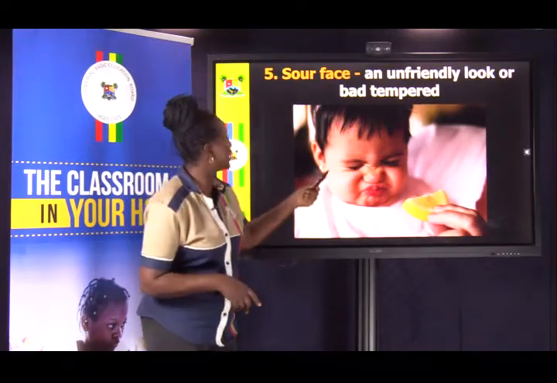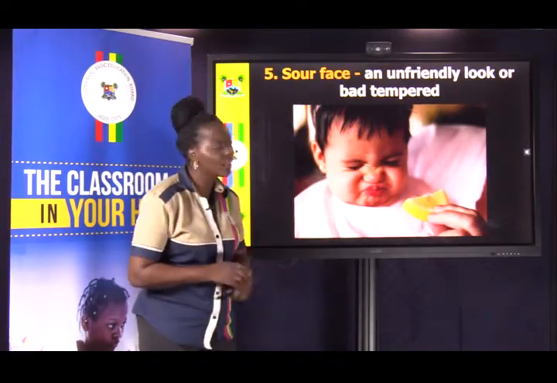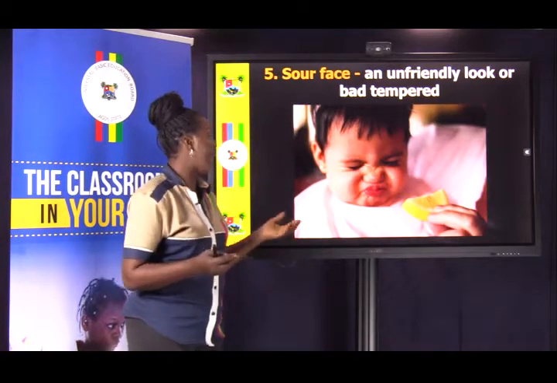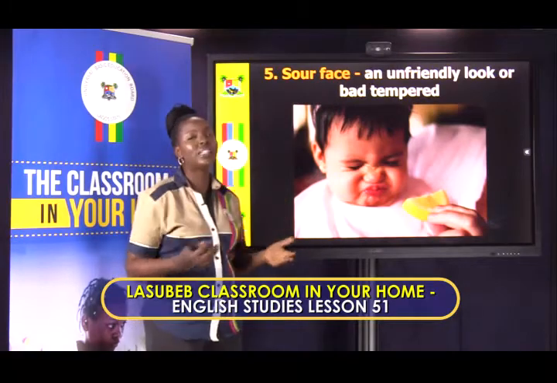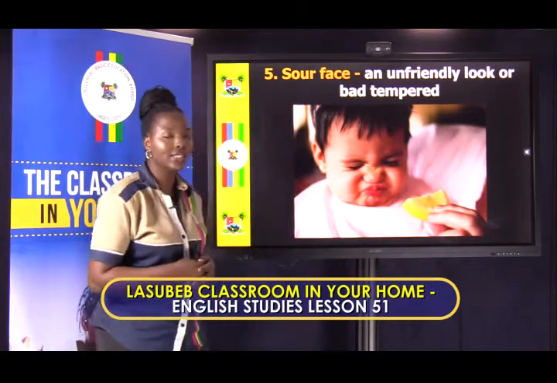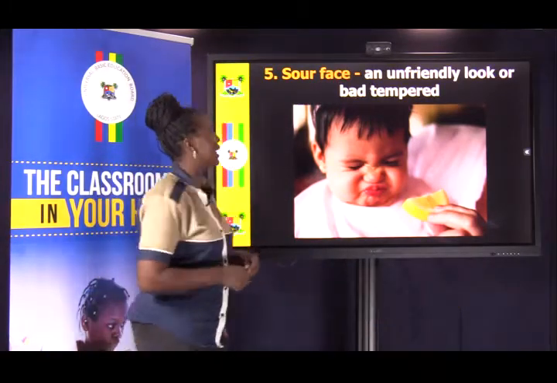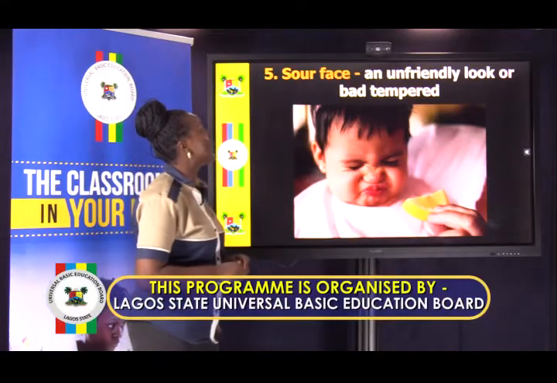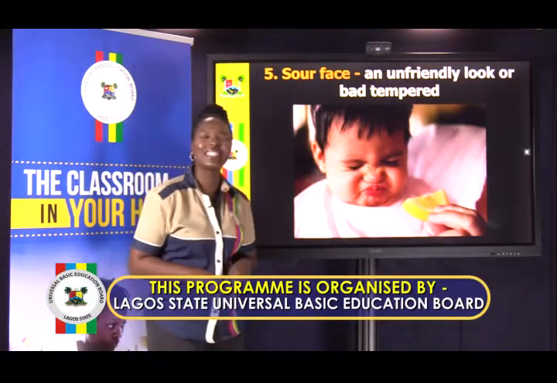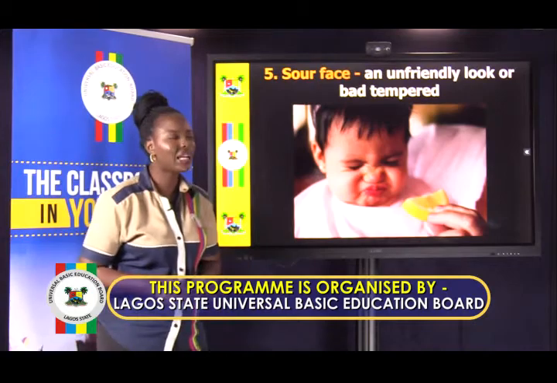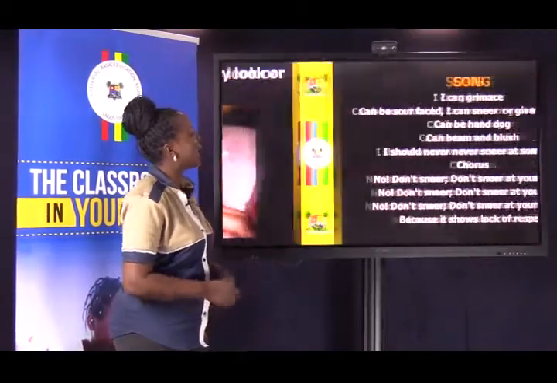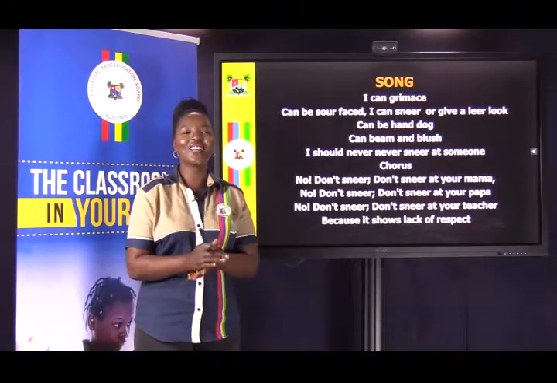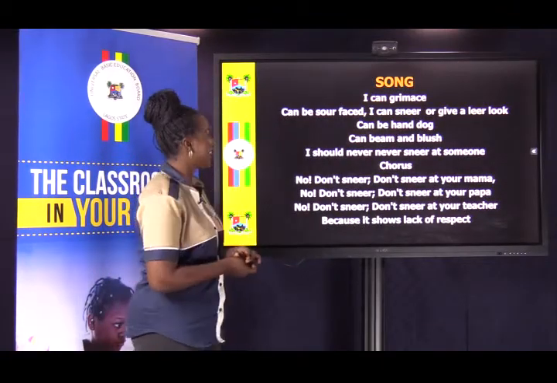Okay, and this last one, can you see the baby face? She's a girl. She doesn't want that orange, perhaps the mom or the dad wants to give her. It simply means she's giving a sour face. And a sour face means an unfriendly look or bad-tempered.